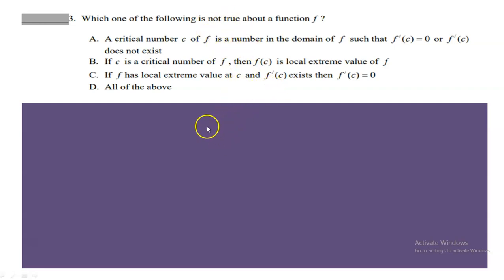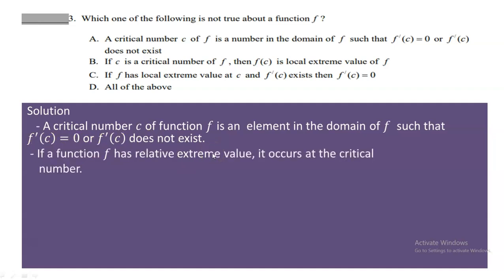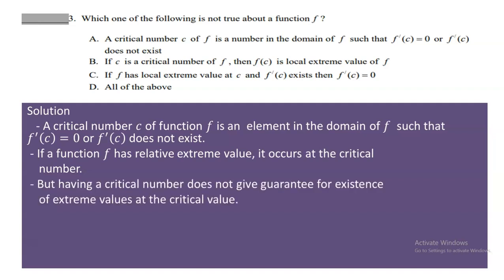Having this into account, when you come to the solution of this one, this is a definition I told you earlier. So a critical number is a number in the domain of the function where either the derivative is 0 or the derivative doesn't exist. So if a function has a relative extreme value, it occurs at the critical number, look. But it doesn't mean that always at the critical number there exist what? Extreme values. As you see, having a critical number doesn't give a guarantee for the existence of an extreme value at the critical number.